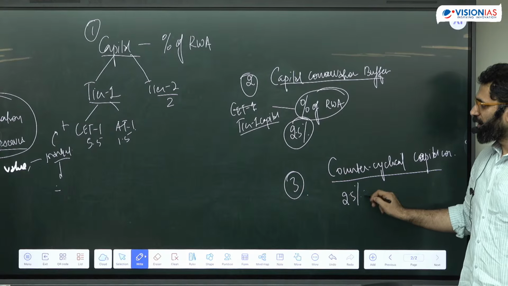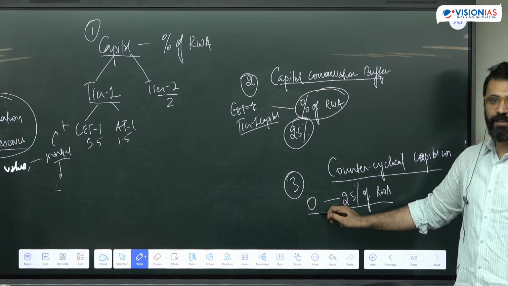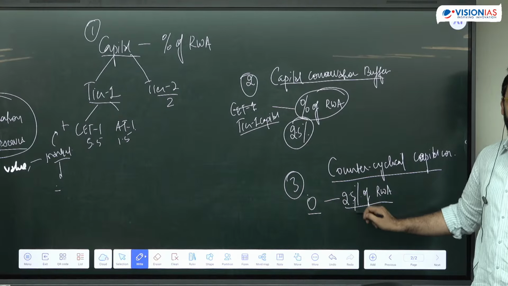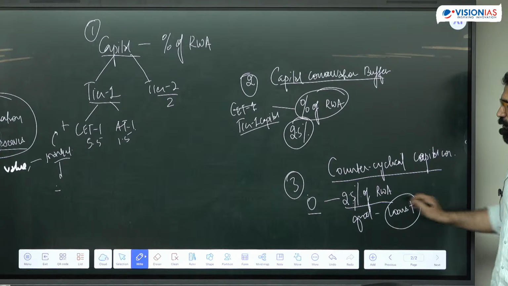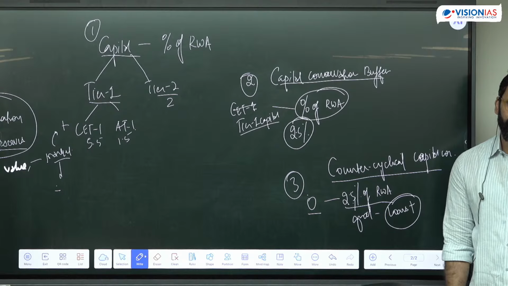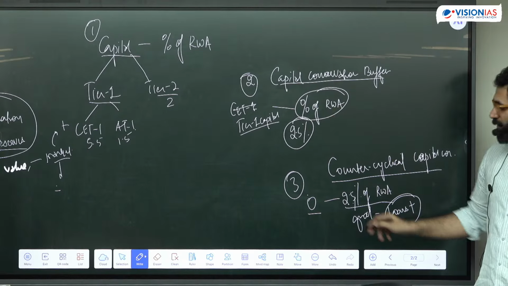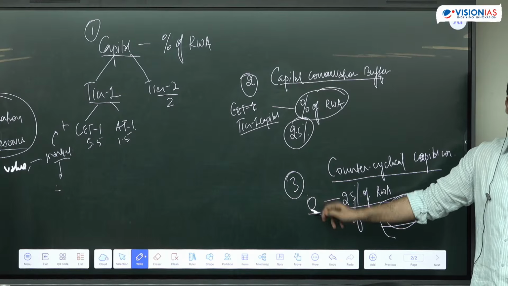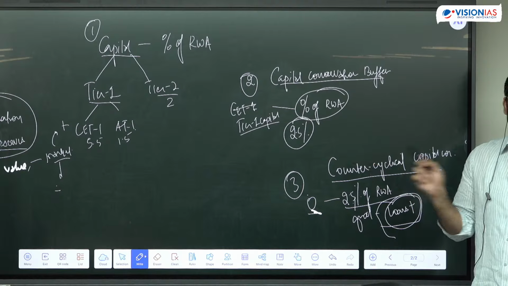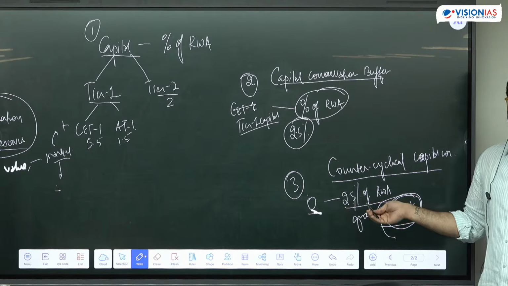2.5% of risk-weighted asset, 0 when the time is bad, 2.5 when the time is good. That means when you are making too many loans, you should keep 2.5% extra. 9, 2.5, 2.5 only when you have credit growth. Otherwise it will be 0. RBI has accepted all three. Counter-cyclical also, but when the times are good, not when the times are bad, 2.5.